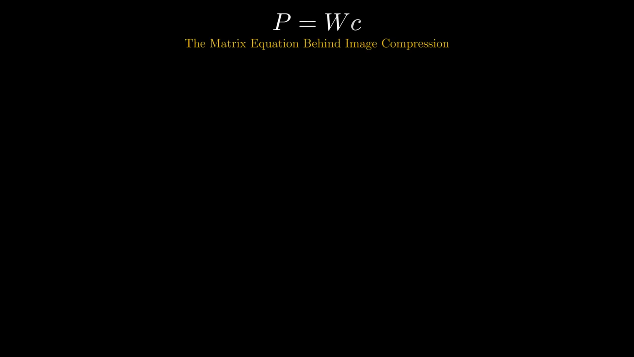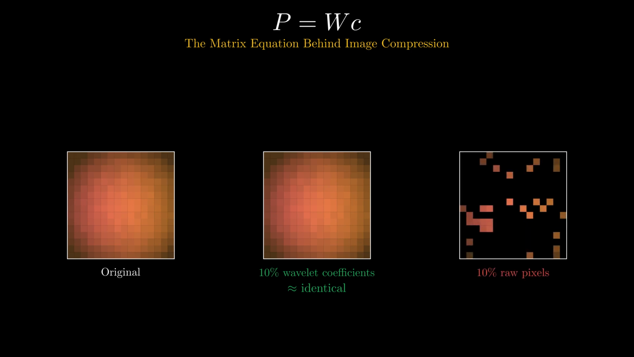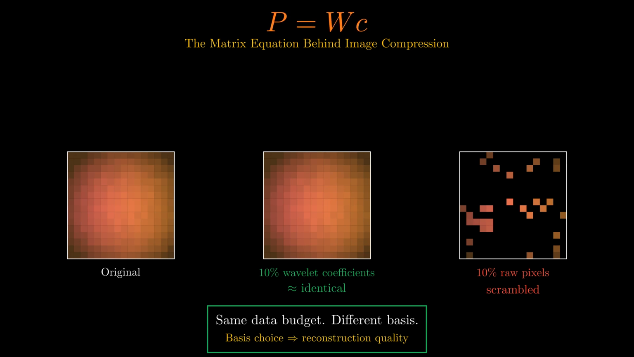Here's a photograph. Here's the same photograph stored in 1/10 the data using JPEG. They look almost identical. Now here's what happens if we instead keep 1/10 of the raw pixels: a scrambled, dark mess. Same data budget, wildly different results. The difference is which basis we used. Today we unpack the linear algebra that makes that possible.